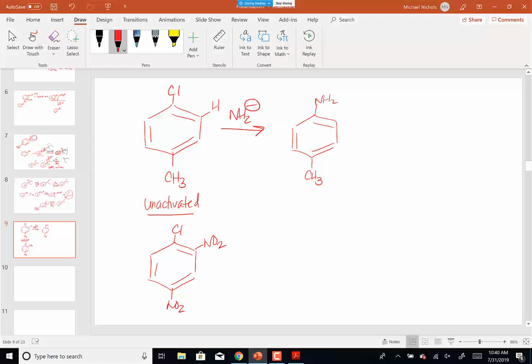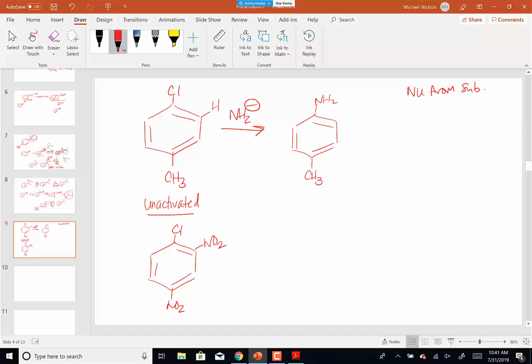Is unactivated in the same area as deactivated? It can be that I put a methyl group on. Yesterday methyl was activating. In nucleophilic it's going to be deactivating. These two mechanisms are separate, kind of the opposite of each other, at least in feature. So for nucleophilic aromatic substitution, the way I think about it is if it's got NO2 groups, it's activated. If it doesn't, it's not activated.